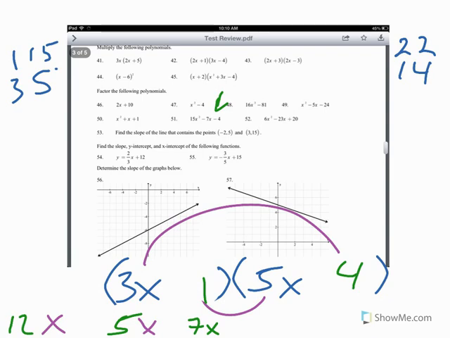So that gives me negative there, positive there. So I want a negative 12 and I want to add a positive 5. So I gotta say 3 times 4 gives me a negative 12. So one's gotta be negative.